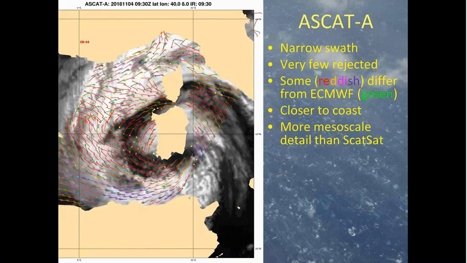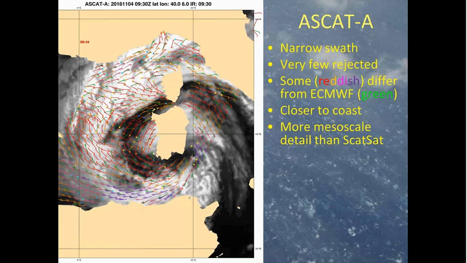The advantage of ASCAT is that it's working in C-band. It's a larger wavelength than the pencil beam spectrometers, which work in Ku band. And that means it's less sensitive to rain. So you see now there are almost no points that are rejected because of rain, no black arrows. Also, we have more information in the system of where the footprint is, so we can process closer to the coast. And we don't have to do any spatial filtering, so that means that we can keep more mesoscale detail. We can keep the original detail measured by the instrument, so more detail than in SCATSAT.